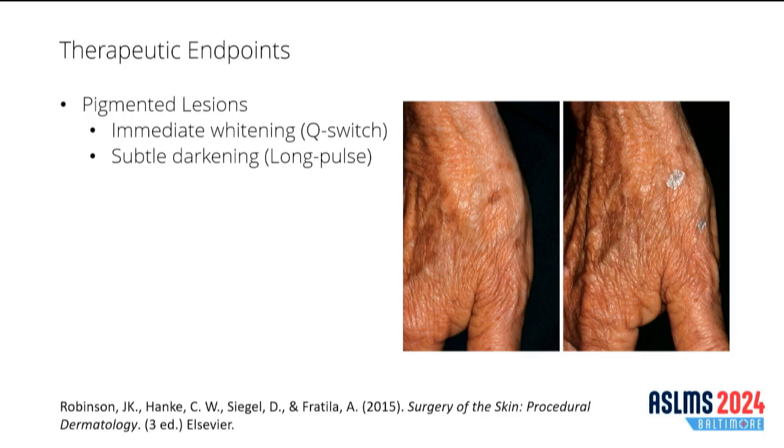Regarding pigmented lesions, the therapeutic endpoint depends on the pulse duration. When using a more selective Q-switch type device, we will see immediate whitening confined to the pigmented lesion. As you can see here, since 532 and 1064 nanometer wavelengths also target hemoglobin, you may see some purpura and petechiae as well. When we're using longer, more gentle pulses like millisecond pulses, a subtle darkening of the target lesion without change in the normal skin is what you should be looking for.